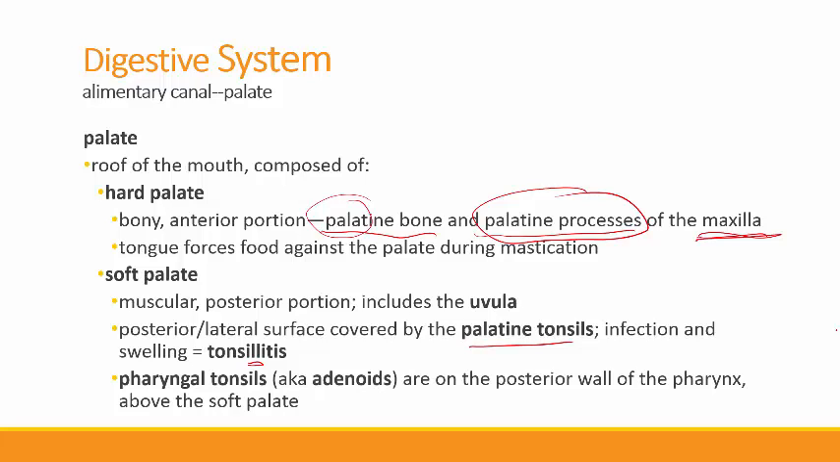And then if we go up above the soft palate, you can't see them just looking into the mouth. But if you go up above the soft palate, in the posterior wall of the pharynx, you would find the pharyngeal tonsils, also known as the adenoids. The pharynx is the throat.